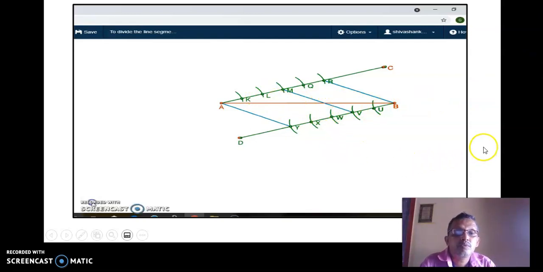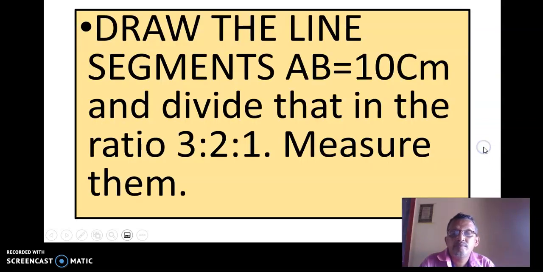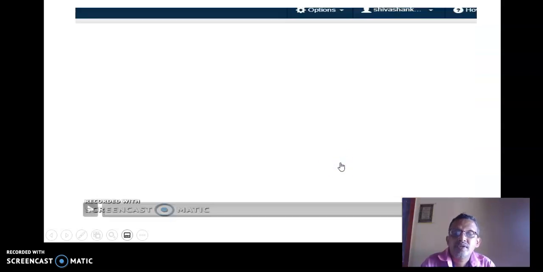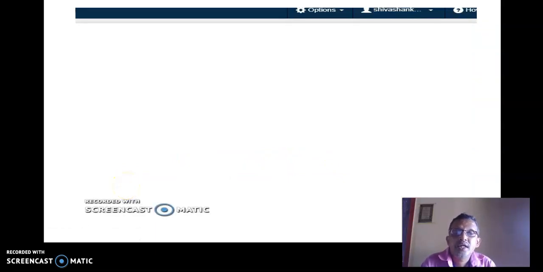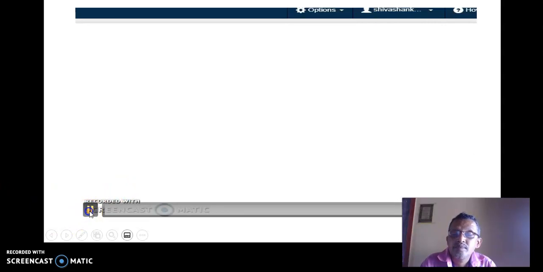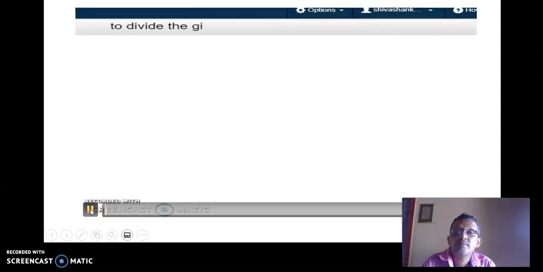So now I will take another problem. Draw the line segment AB of 10 centimeter and divide that into the ratio 3:2:1 and measure them. So now same way, here 3:2:1. So therefore we have to draw 3 plus 2 plus 1, 6 arcs. Observe here, observe the video.